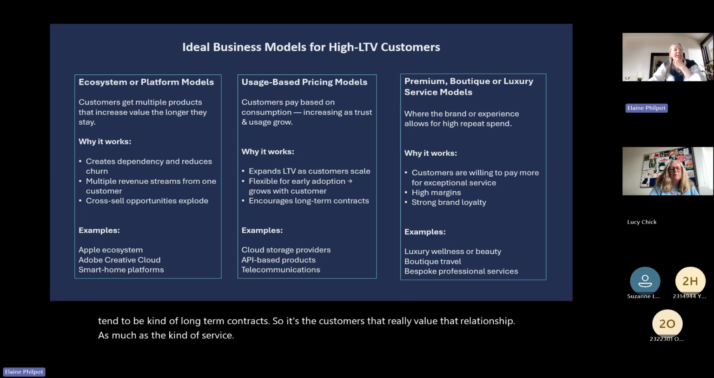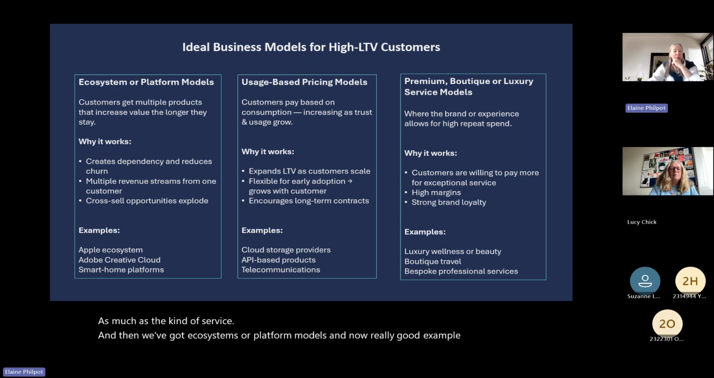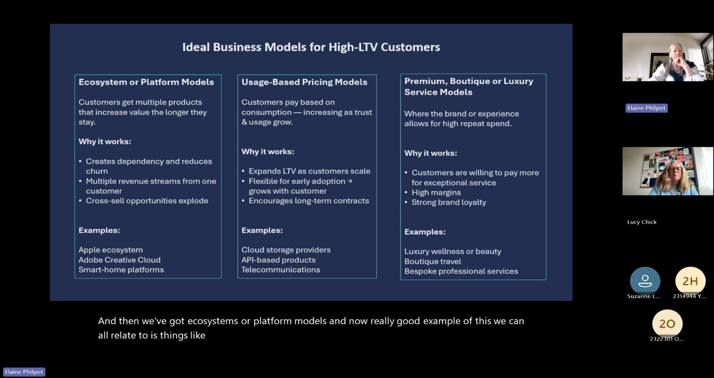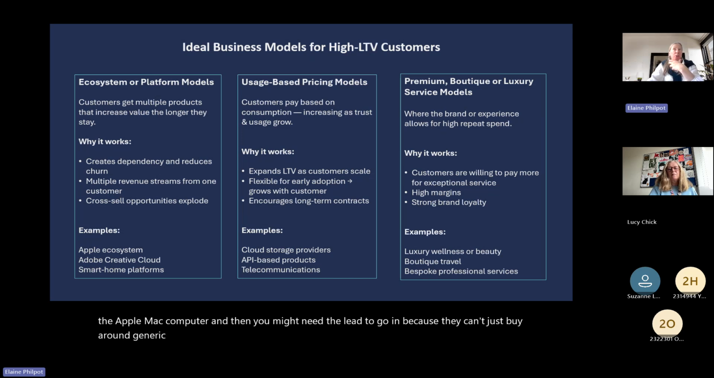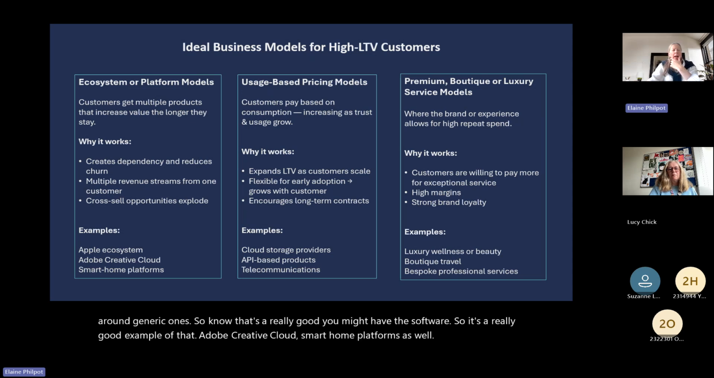And then we've got ecosystems or platform models. And a really good example of this that we can all relate to is the Apple ecosystem. You buy the Apple phone and then you get the Apple Mac computer, and then you might need the lead to go in because you can't just buy a generic one. And you might have the software. So it's a really good example of that. Adobe Creative Cloud, smart home platforms as well. We all use those.